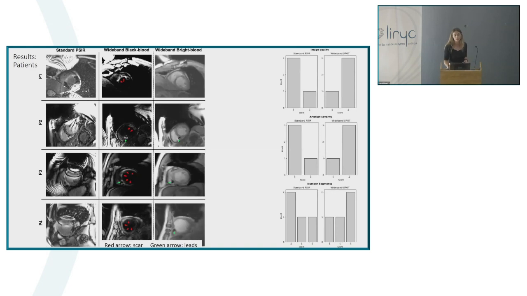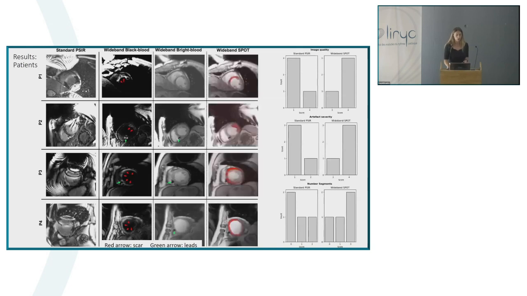And then for the bright blood images, which is important for the anatomy of the patients, we also got very nice results. We don't see any hyperintensity artifacts and ripple artifacts. Then we can combine these black blood and bright blood images in one, which is the wideband spot here, where we have everything in one image. So this technique really provided a better image quality for all the patients, also reduced the artifact severity, and it provided more scar tissue segments.